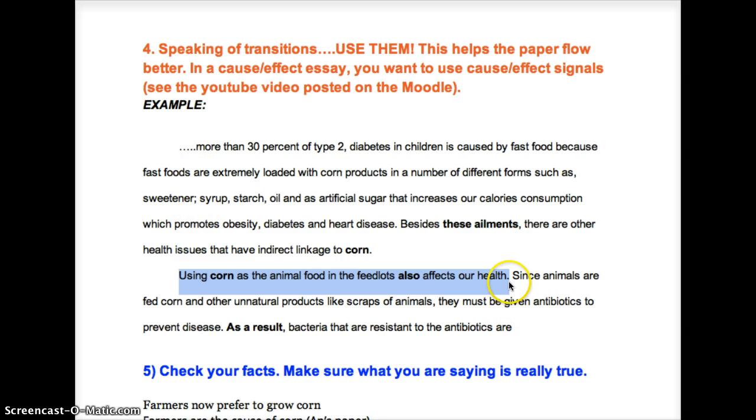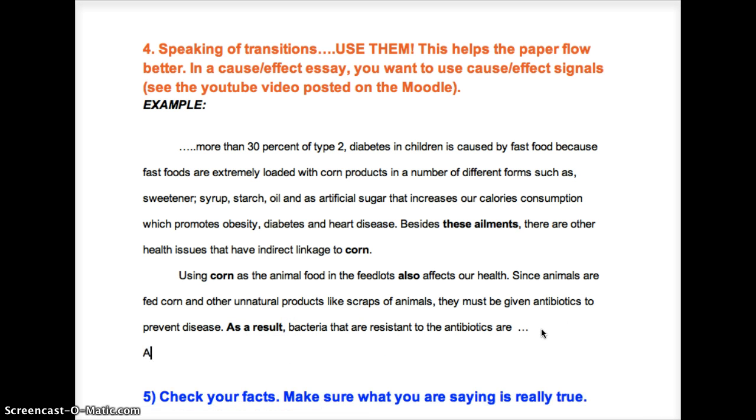All right, so since animals are fed corn and other unnatural products like scraps of animals, they must be given antibiotics to prevent disease. He's explaining a new idea. And then the effect. And the signal for the effect is as a result. There are many different signals for effects. Consequently, therefore, thus. So those are just some examples.